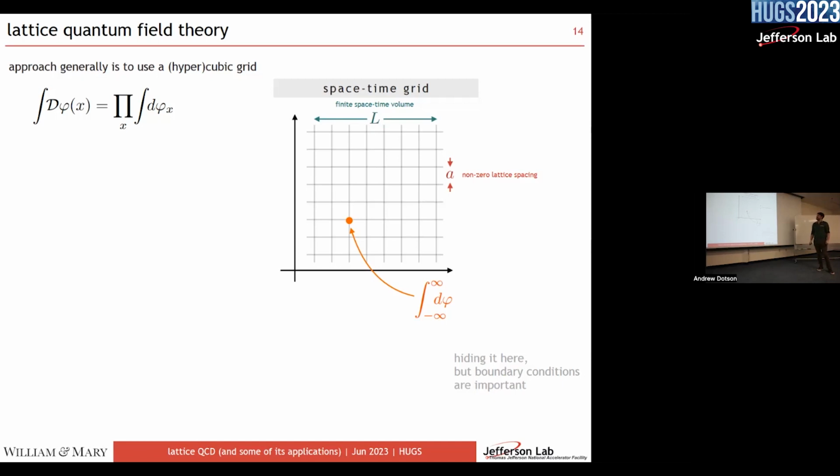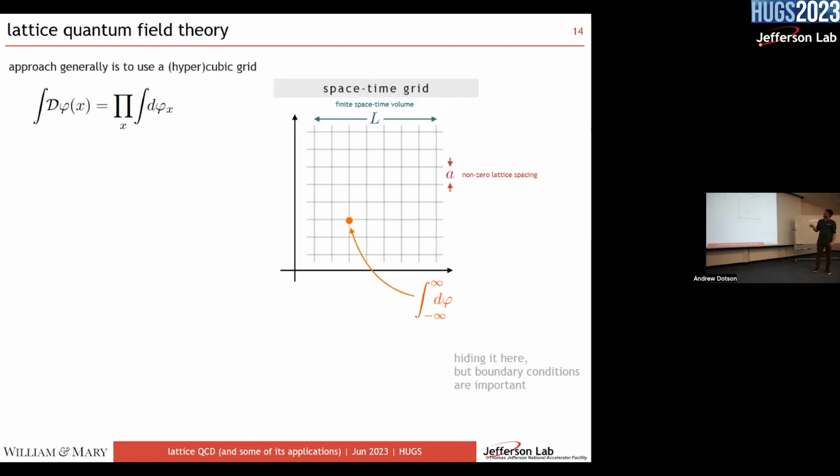But of course, a rather obvious problem is, if we try to study the entire space-time, then there's an infinite number of these integrals, because there's an infinite number of points. So that's kind of problematic. So we also put the whole system into a finite space-time volume. So we only go out so far in space and time. And we have to stick some boundary conditions on this. I'll gloss over that for the moment.